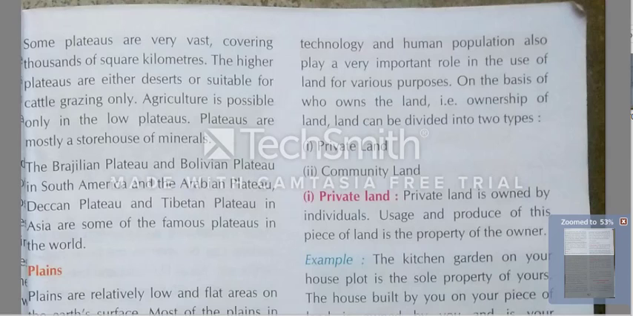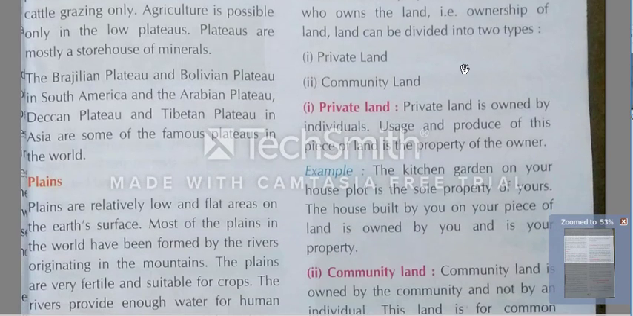In today's video, we will first discuss the questions which I gave you in the previous video, and now I am going to answer them. First question was: on the basis of ownership, land can be divided into how many parts? Its answer is on the screen. You can see that it was private land and community land. Then the second question was: what is private land and community land?